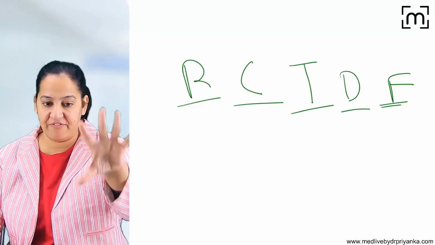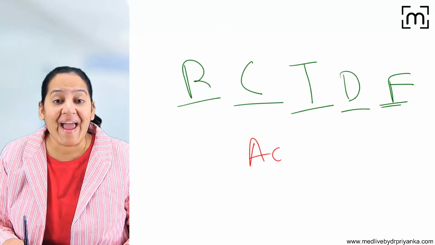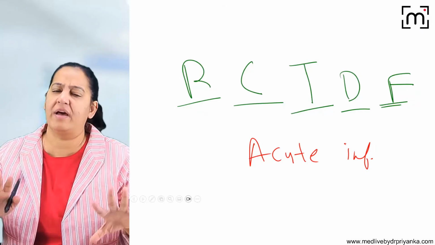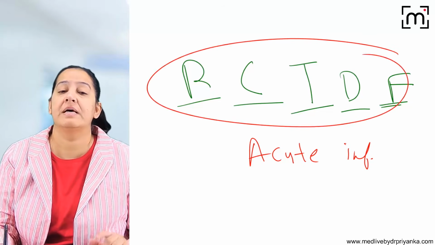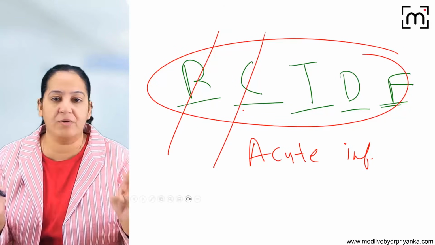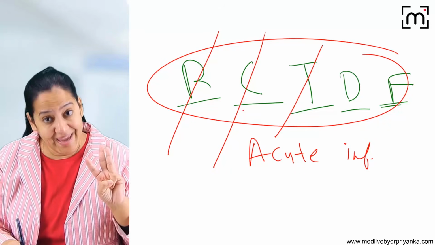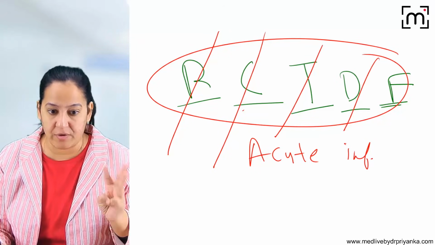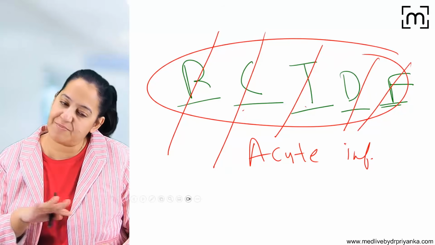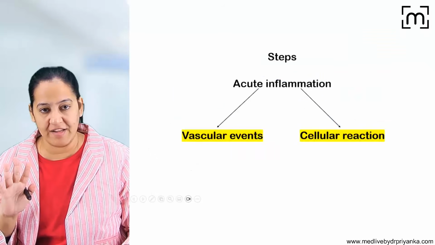So there are 5 cardinal signs of acute inflammation, not chronic. Head to toe, any organ having acute inflammation presents with this: that organ becomes red in color, and becomes warmer as compared to the surrounding temperature. There is pain in that organ, that is dolor. That organ is swollen, that is tumor, and Functio Laesa is temporary loss of function. So I hope you got the cardinal signs.